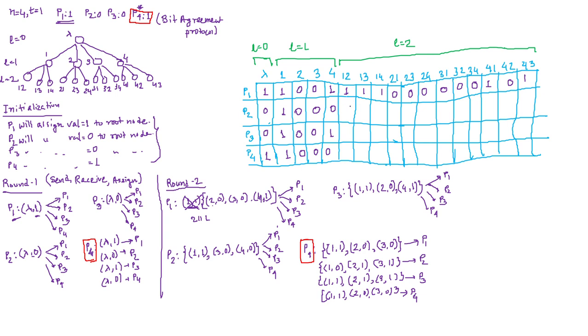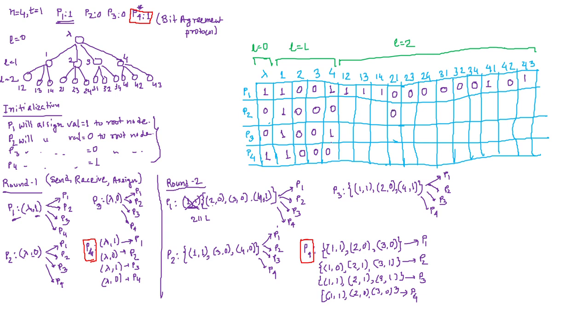Similarly, party P2 will also assign the values. P2 has received from P1 2, 0, 3, 0, 4, 1. Okay. That means node with label 2, 1 has received value 0.